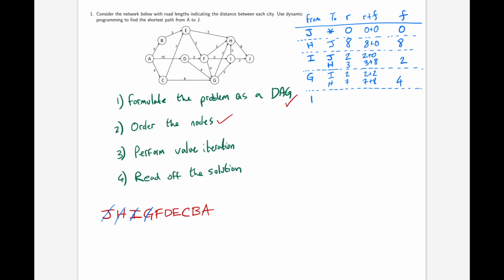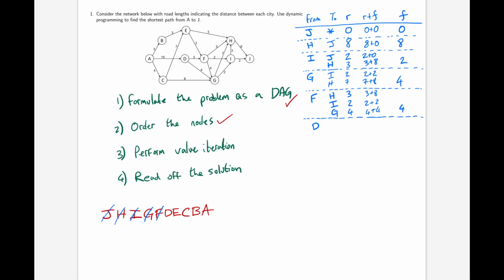Next, we will consider F. From F, there are 3 paths we can take. We can either go to H, I, or G with rewards 3, 2, and 4 respectively. 3 plus 8, 2 plus 2, or 4 plus 4. And so we take the minimum. The value of F, given that we're taking the shortest path, would be via I, which would be 4.